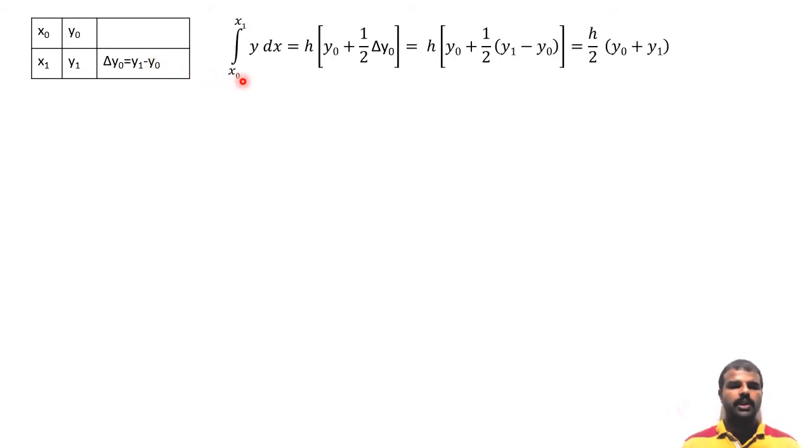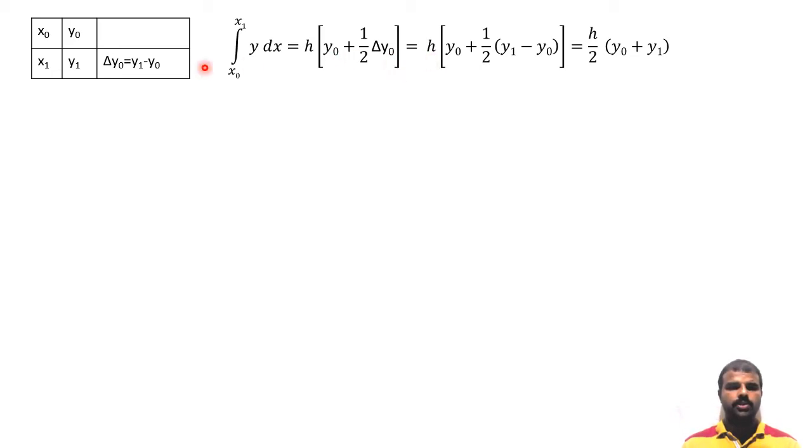Okay, now we will first consider the first sub interval, which is defined between x0 y0 and x1 y1. So we calculate the first difference. Please note that we can calculate only the first difference. Delta y0 is equal to y1 minus y0. This data minus this data will give you the first forward difference. So from this we can calculate the integral from x0 to x1. So we have the formula for the integral as h into y0 plus half delta y0.